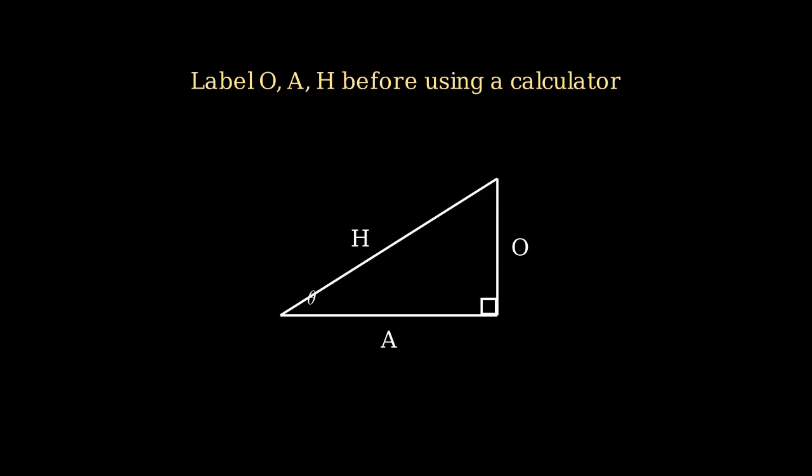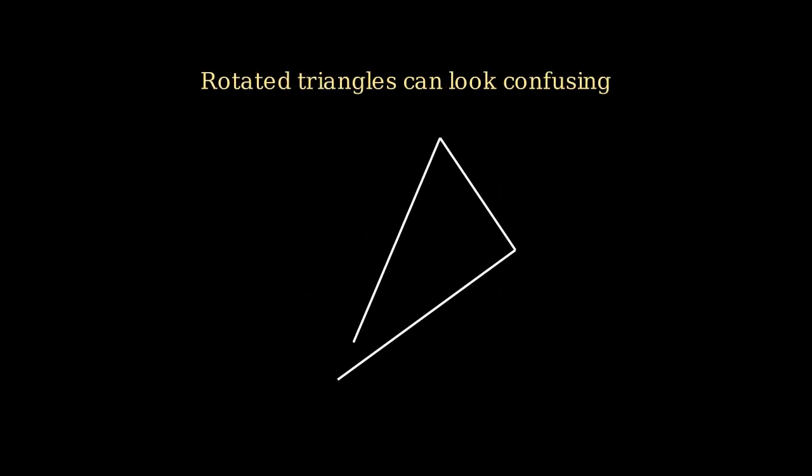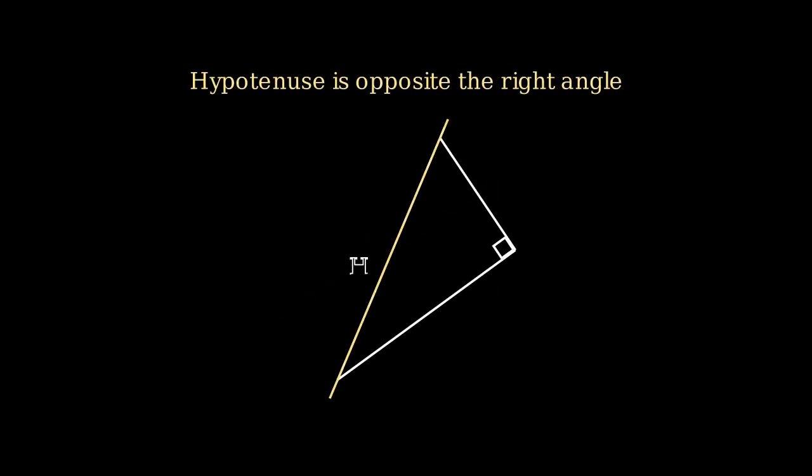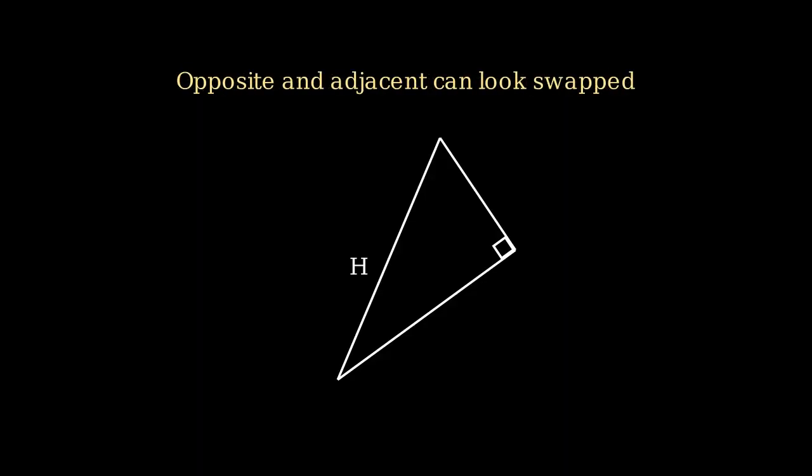Before you touch your calculator, label every side of the triangle as opposite, adjacent, or hypotenuse relative to the marked angle. Here's where learners often trip up. They pick the wrong ratio because they haven't labeled the sides relative to the angle first.